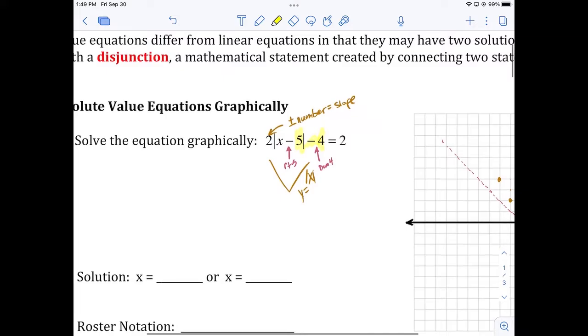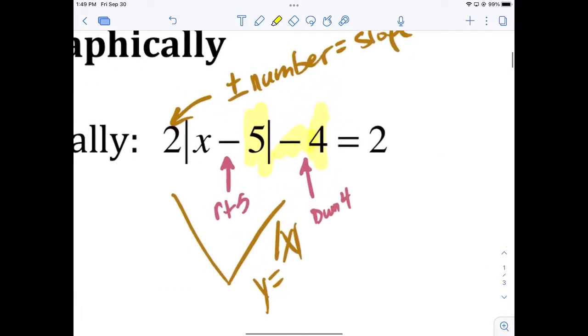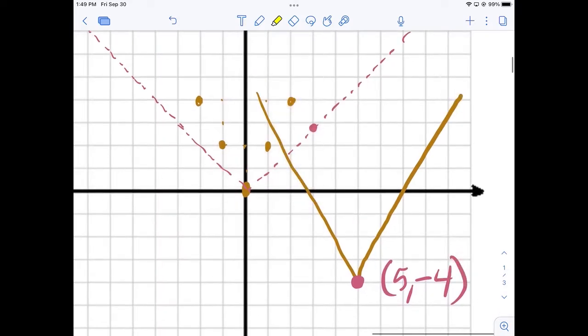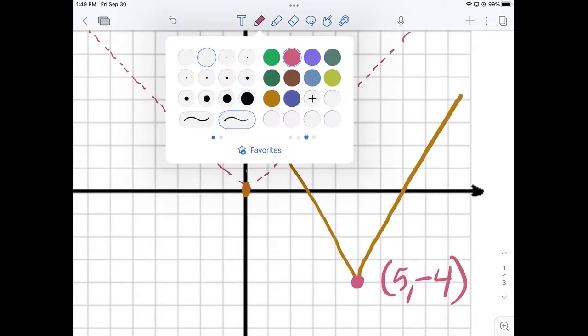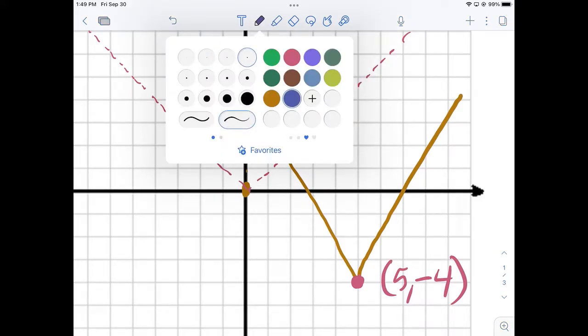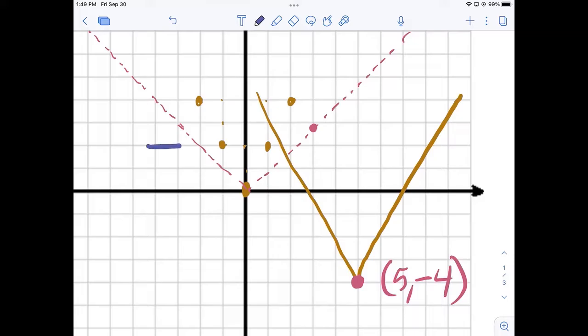Okay, now it says to solve it graphically. I want to know where that graph is equal to 2. So I'm going to come up here on my graph, and I'm going to draw myself a line at 2. And I'm going to make it large and in charge, right? So I'm going to come up to 2, and now I'm going to draw a horizontal line.